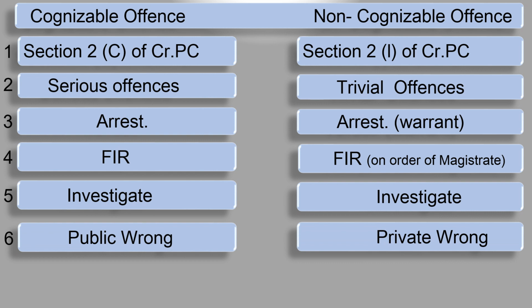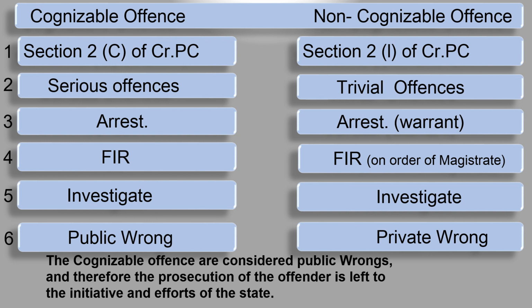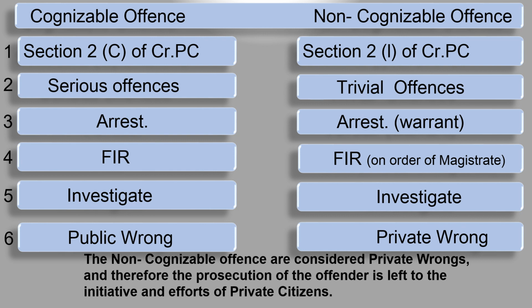The sixth difference between the two is cognizable offenses are public wrong, whereas non-cognizable offenses are private wrong. Cognizable offences are considered public wrongs, and therefore the prosecution of the offender is left to the initiative and efforts of the state. Non-cognizable offences are considered private wrongs, and therefore the prosecution of the offender is left to the initiative and efforts of a private citizen.